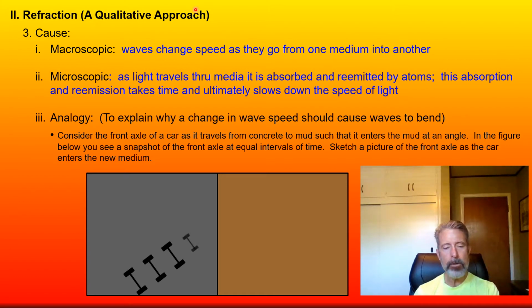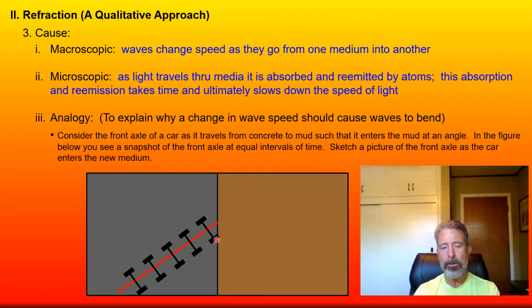Now, what I'm showing you is a position of this front axle at equal intervals of time, let's say at 1 second time intervals. And you'll notice that while your wheels are entirely on one medium, the left wheel will travel exactly the same distance as the right wheel, which would mean that the front axle is going to travel in a straight line.